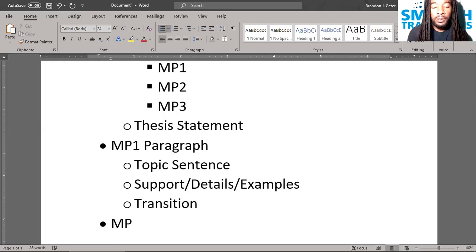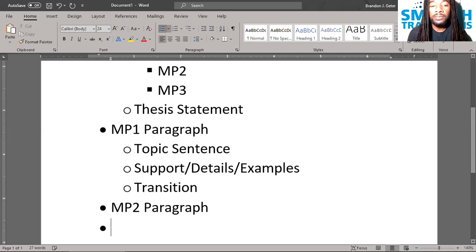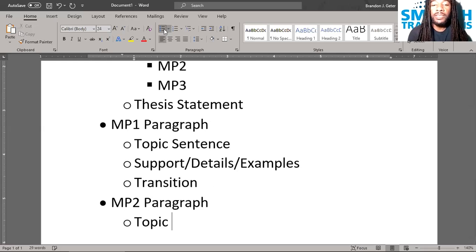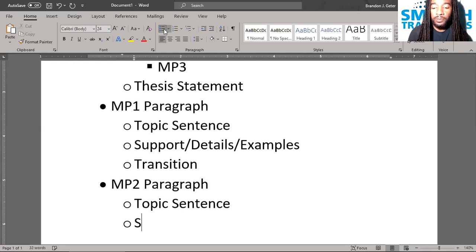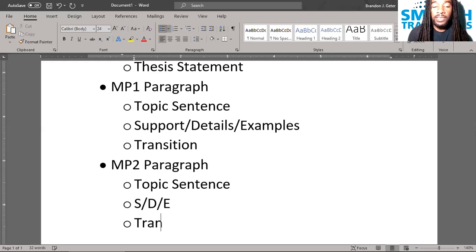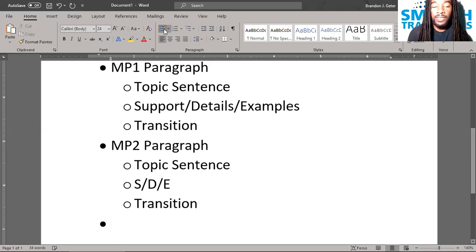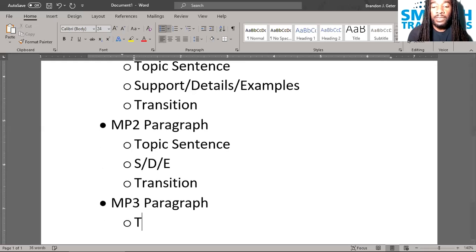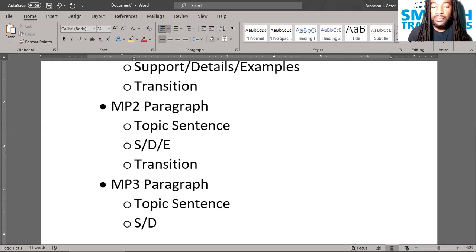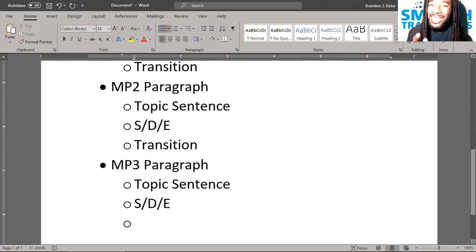So the next paragraph is the main point 2 paragraph: topic sentence, support, details, examples, transition. And then we have the main point 3 paragraph: topic sentence, support, details, examples. Because this is the last body paragraph and we don't have a body paragraph to transition into, we don't need a transition.